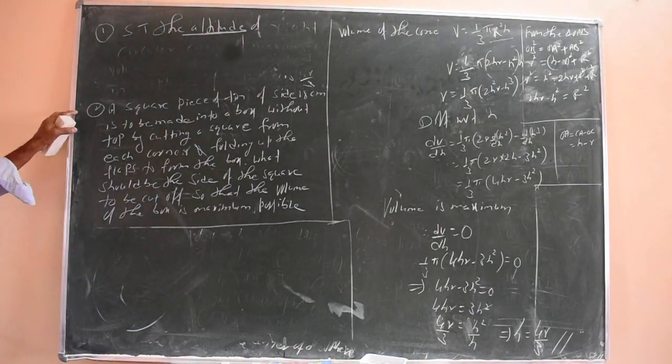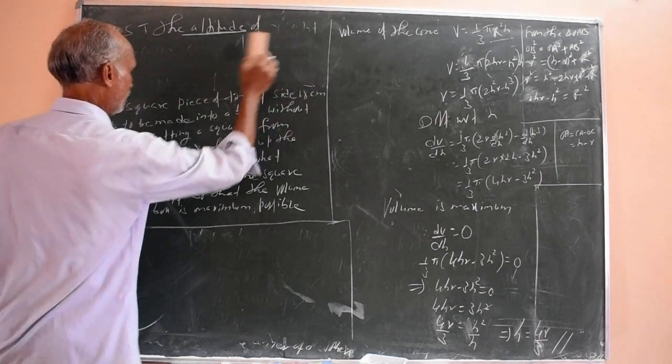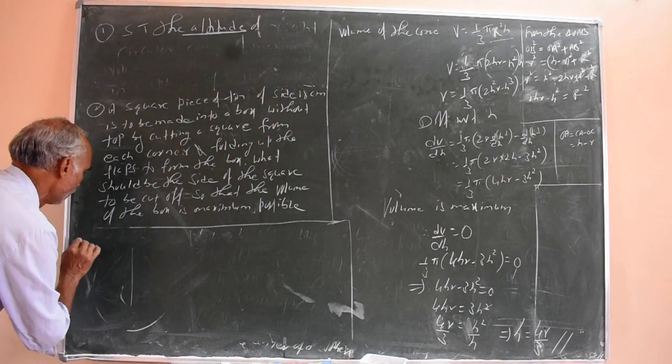Second one. A square piece of tin of side 18 centimeter. Okay, so here is a square. Second problem.